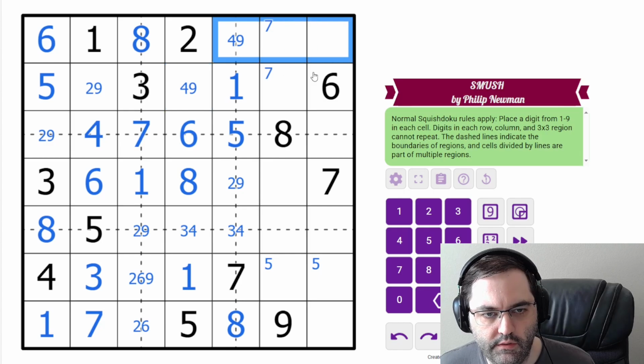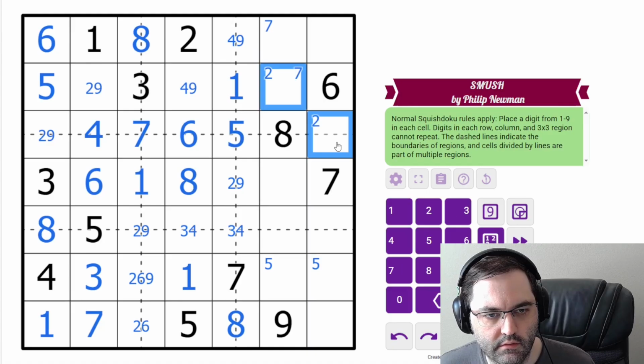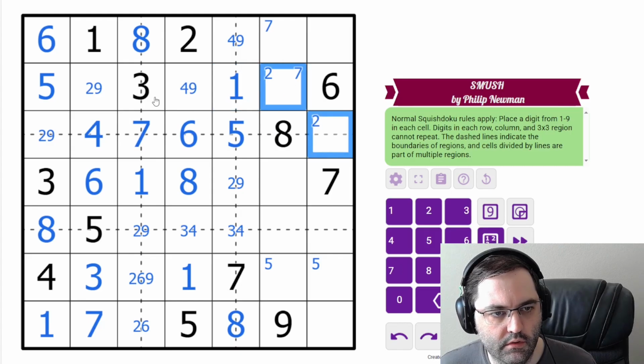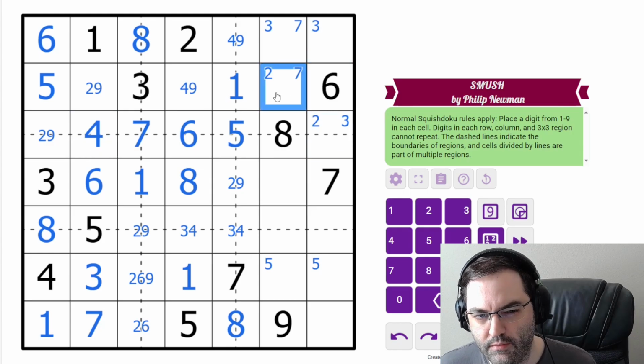All right, we need a 2 in one of these cells. Five is taken care of here. What are we missing in this box? Got 1, 2, 3 is going to go in one of these. 4. So 4 can't go here. 4 also can't go here because it sees both of these.